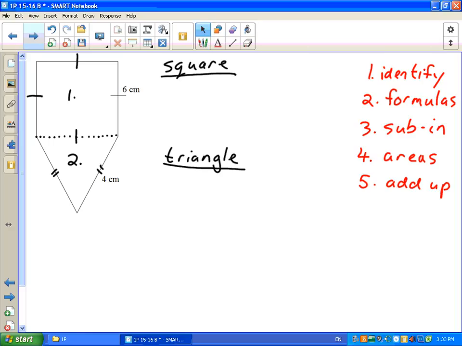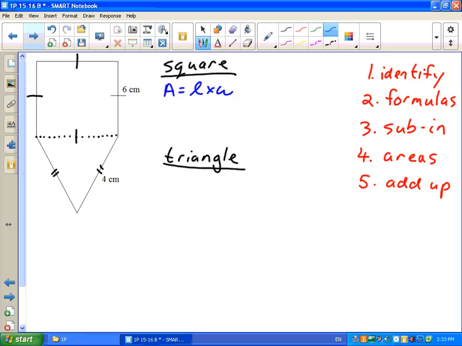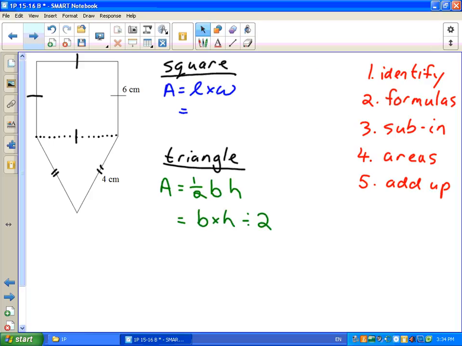Now I'll just take these numbers off my diagram here to give myself a little bit more room. So square, I need the formula for the area of a square. I can use the rectangle formula, length times width. And for the triangle, I know that my formula is area is 1/2 base times height, or base times height divided by 2.